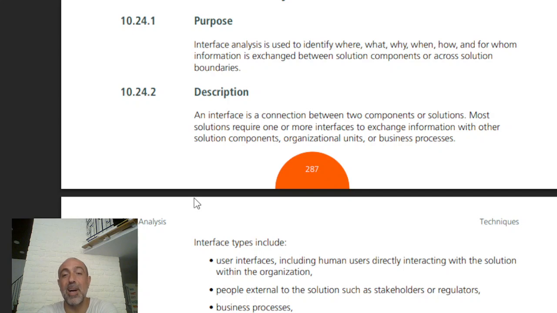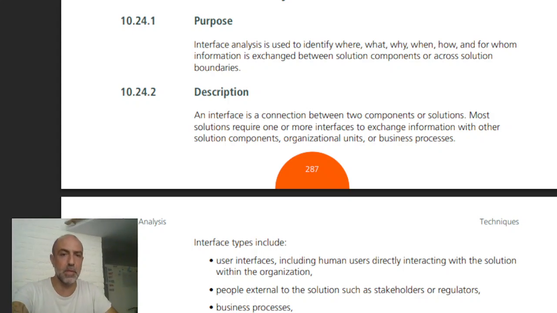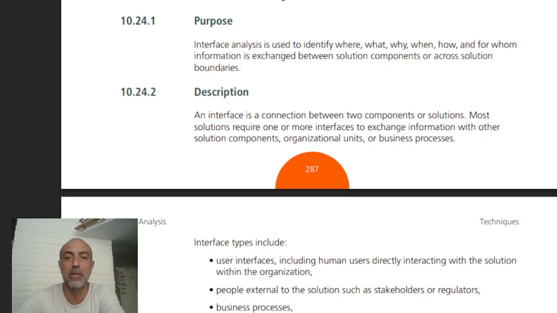Interface analysis is used to identify where, what, why, when, how, and for whom. If you look behind me, you see them? Who, what, why, where, how, and when. Been there for a while.